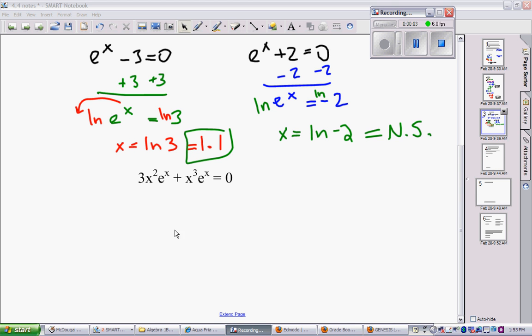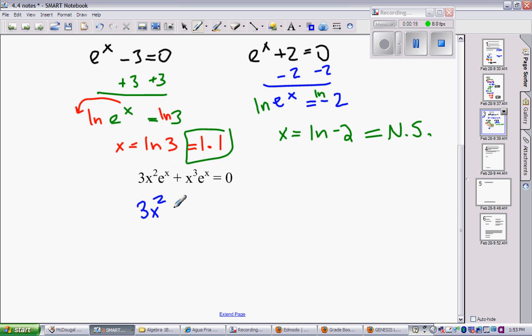In our next problem, we have 3x squared e to the x plus x to the third e to the x equals 0. So we have x's all over the place. So let's get the e to the x's together. We're going to factor out an e to the x from both terms: 3x squared plus x to the third, all times e to the x equals 0.